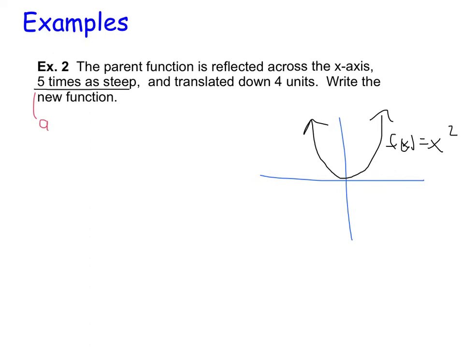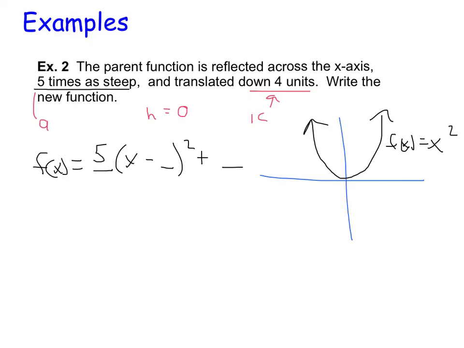Translated down 4. Okay, down 4. What does that mean? Is that H or K? Well, look back at your notes. What is it? If you said K, I agree. And then there is no horizontal translation. So since there isn't any horizontal translation, that means the H value is just going to be a 0, or we don't even have to put it there at all. So let's go ahead and do this. So it's going to be f of x is equal to, you have your a value, then x minus your h value, the quantity squared, and then plus your k value. So let's put those in there. Alright, so it says 5 times as steep.